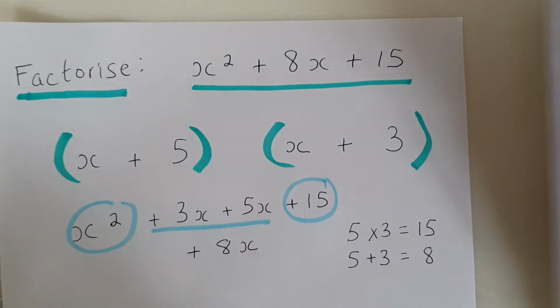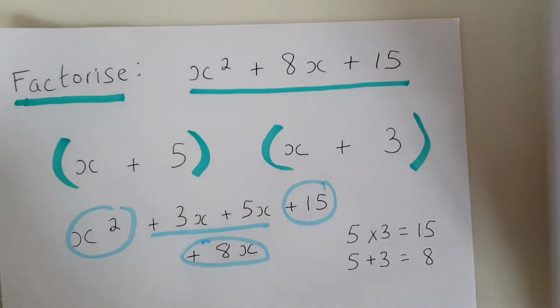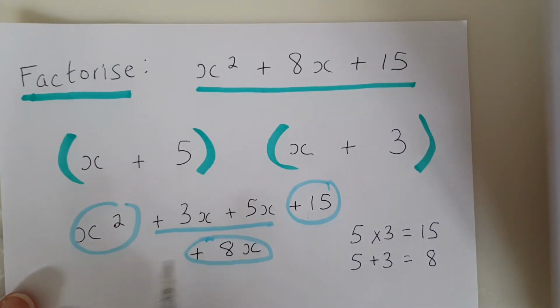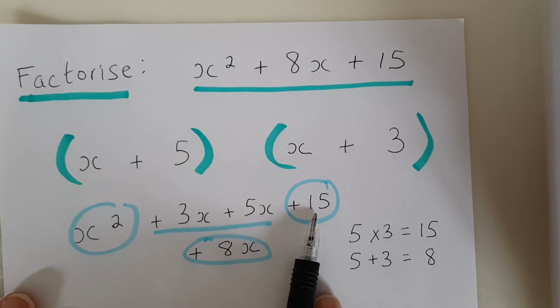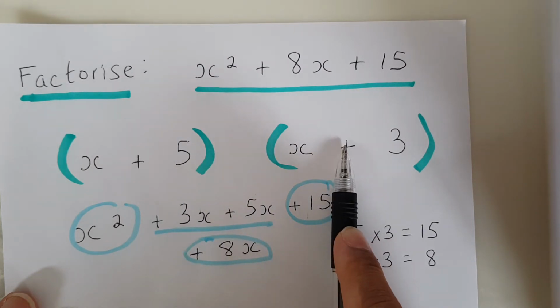Now as you can see, x squared plus 8x plus 15. So this works, okay? So these numbers were correct. These operations were correct.